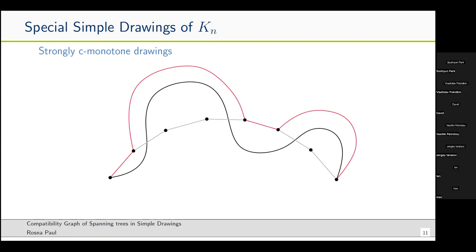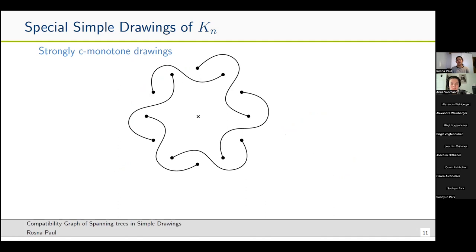So in the previous case for monotone drawings, we ordered the twiggly edges and we took the maximum of them. But for the strongly c-monotone drawing, this might not always be possible. For example, if your twiggly edges are like this, you cannot choose a maximum edge. Everything is looking very similar, so you cannot take any of the maximum edges. So the proof idea that we have done before will not work here.